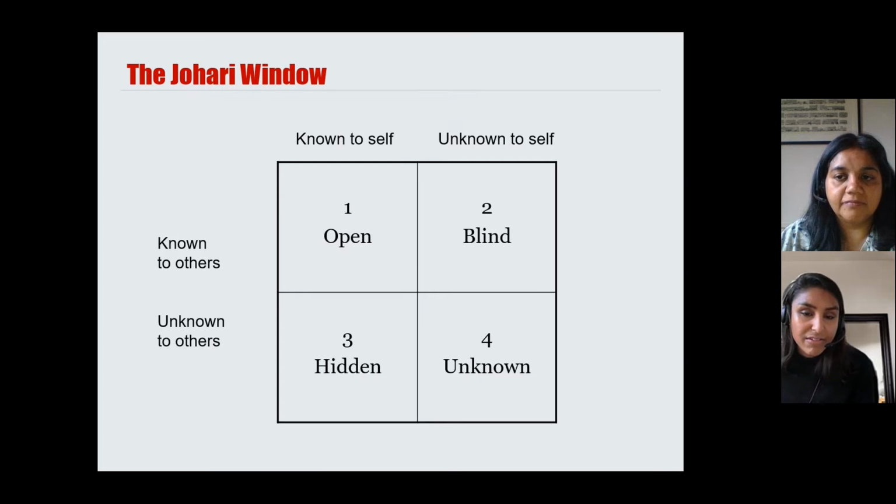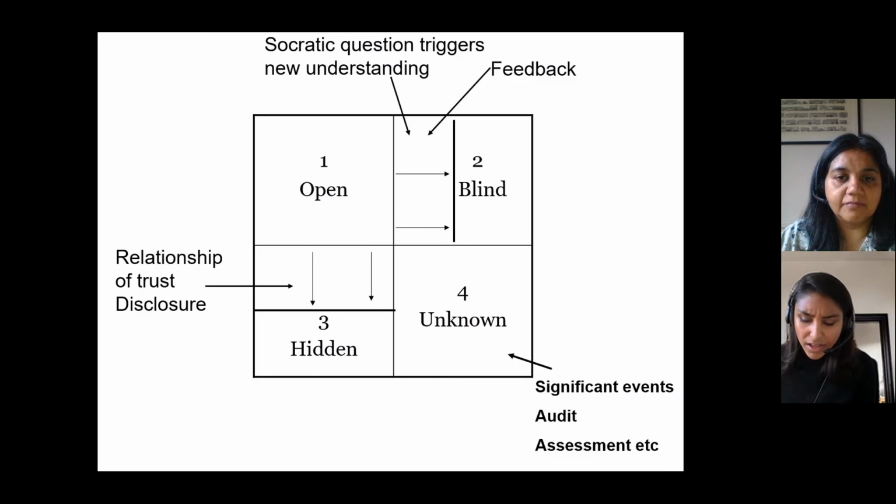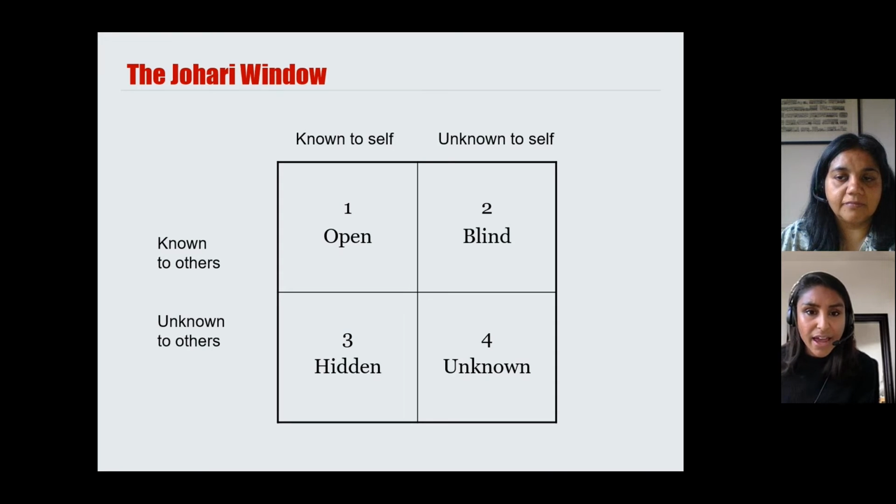We've got different areas. We've got the open area, which are things which are known to self and known to others. And then there are areas which are unknown to self, but known to others. And areas which are hidden, so they're known to self but unknown to others. And then there's the unknown unknown.